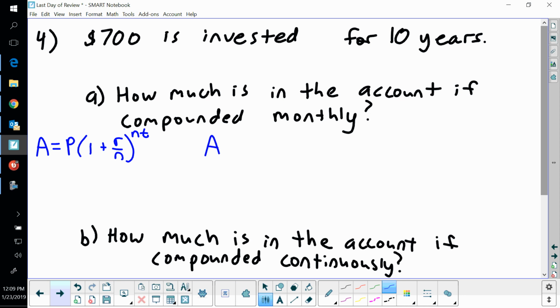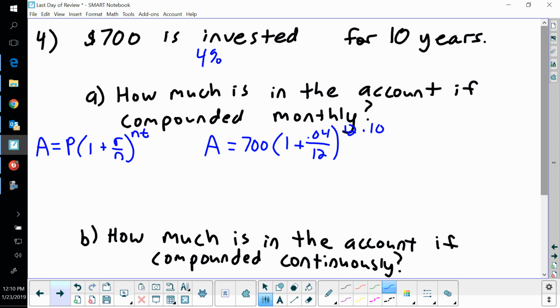So we will have A equals, our P, our principal amount was 700. We'll have 1 plus, oh, I guess I forgot to tell in the question what the percentage was. So we've got to add that in. Let's say it was at 4%. So we have 4%, so we would have 0.04 for our r. n is the number of compounds that we would have in a year, and if we're doing monthly, that would be 12. And then we'll be raised to the 12 times t, the number of years. So 12 times 10.